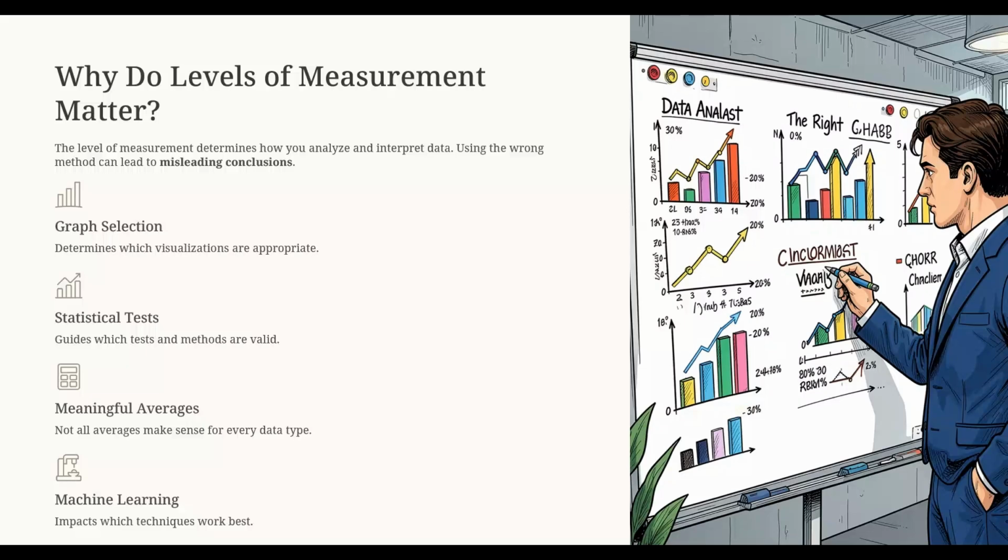Using the wrong statistical method for a variable can lead to a misleading conclusion. That's why identifying the measurement level is one of the first steps in any data analysis project.